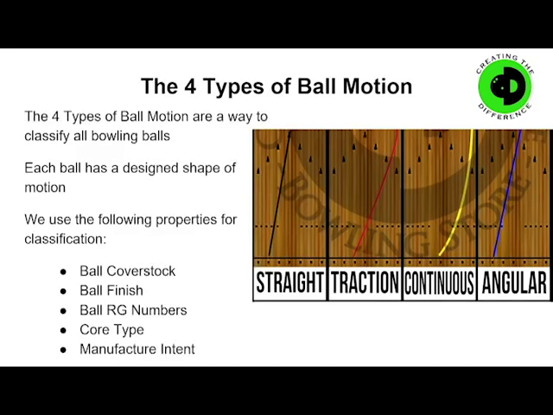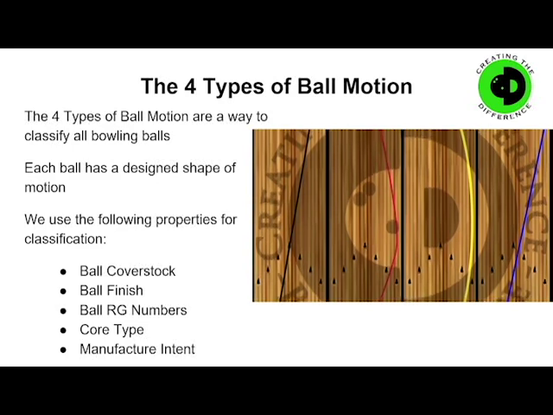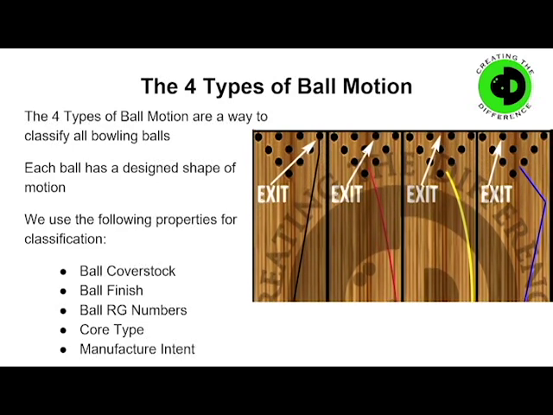The four types of ball motion are a way to classify all bowling balls. Basically, every bowling ball that comes out will fall into one of these four categories. The categories that we use to classify the ball motion contain cover stock, finish, RG numbers, core type, and the manufacturer's intent. I'm going to show you a little video that will give you a real good idea of what this looks like as the ball goes down the lane. The four types of ball motion are straight, traction, continuous, and angular.